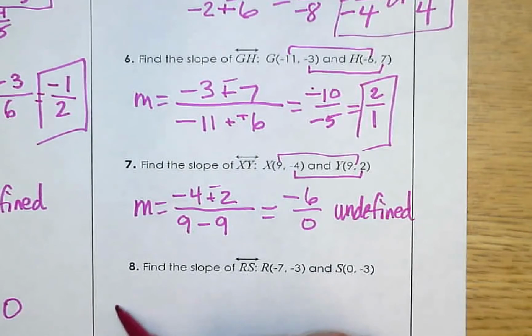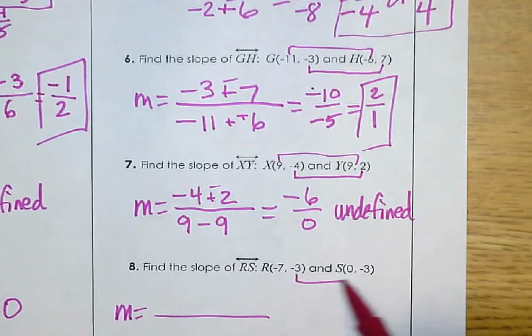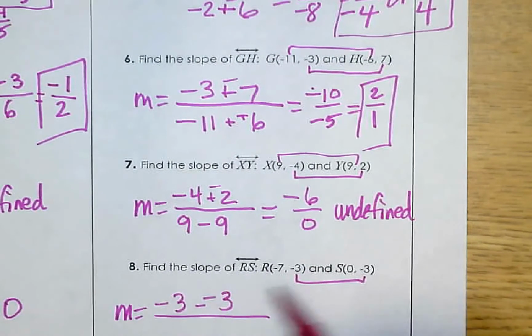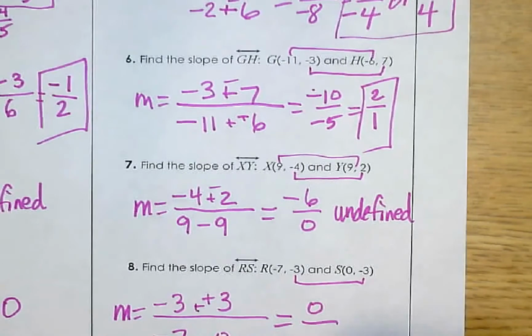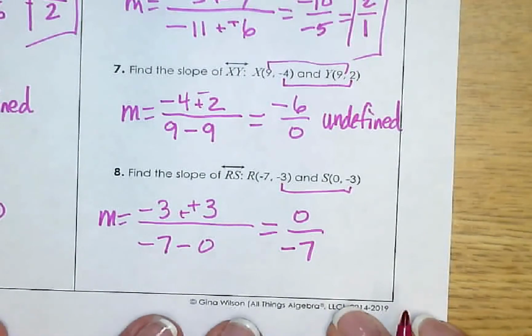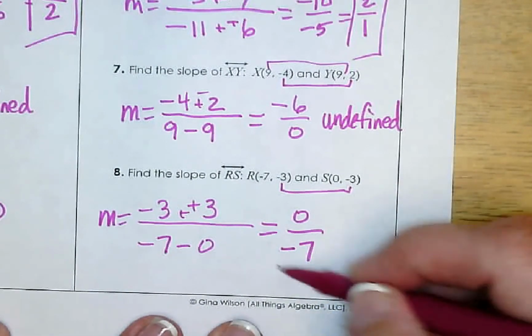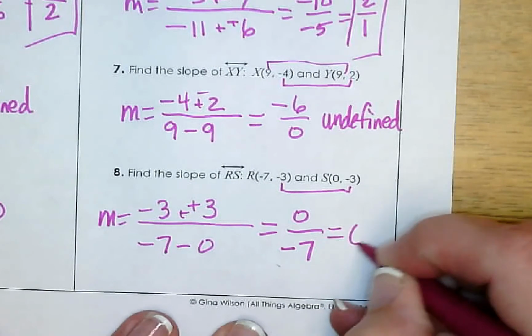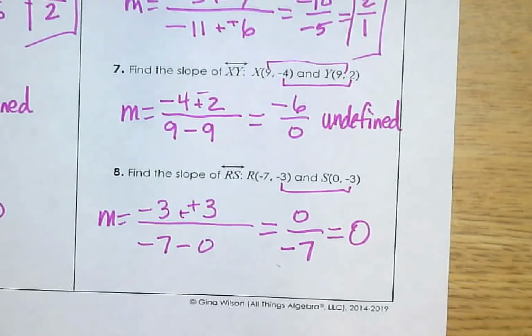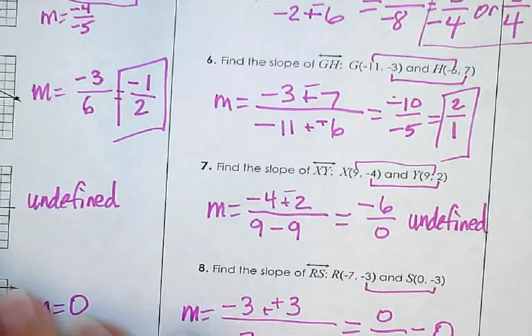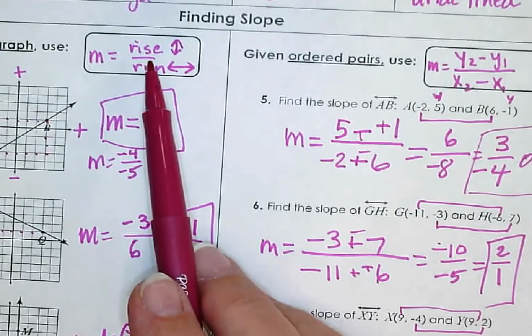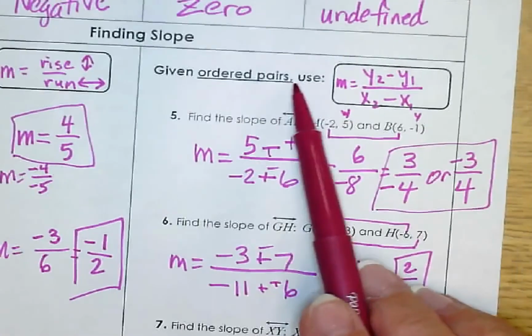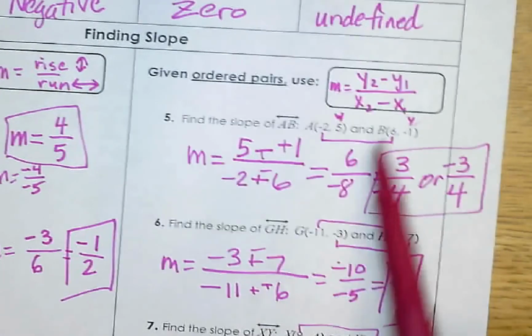When you did number 8, and again, here's my y's. So -3 minus -3, and -7 minus 0. -3 minus -3 is 0. And down here we have -7. 0 divided by anything, whether it's positive or negative, is always going to be 0. So that slope of line RS is 0. So we gave you two different kinds. If you're given a graph, then you're going to count out the rise and run. If you're given 2 ordered pairs, then you're going to use the slope formula to help you find the value of the slope.